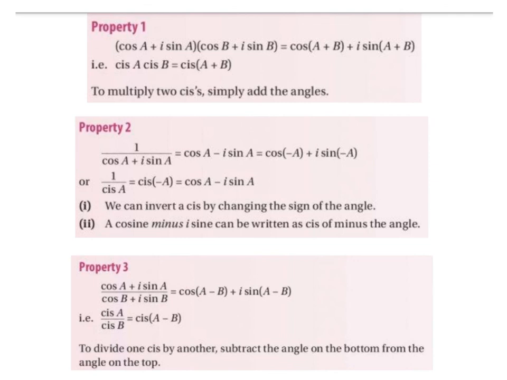So to summarise, property 1, to multiply two CiSes, simply add the angles. Property 2, we can invert a CiS by changing the sign of the angle. A cosine minus i sine can be written as CiS of minus the angle. And property 3, to divide one CiS by another, subtract the angle on the bottom from the angle on the top.